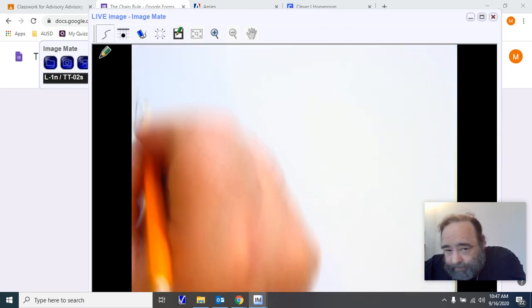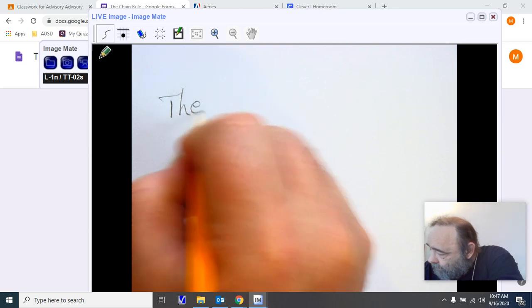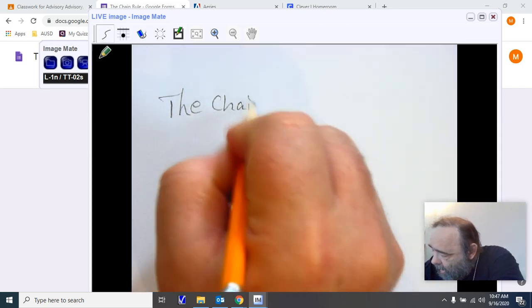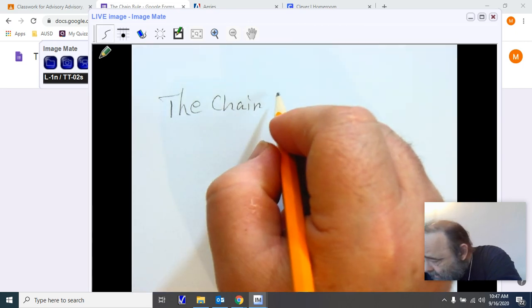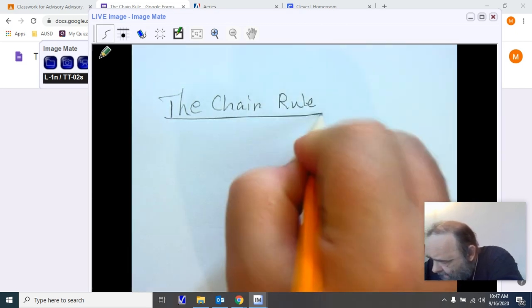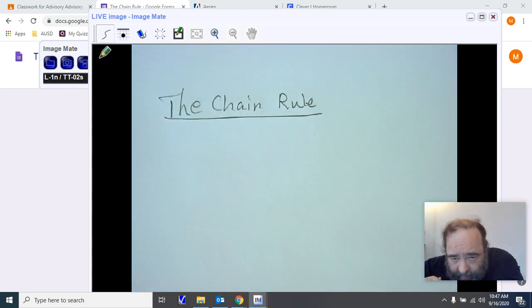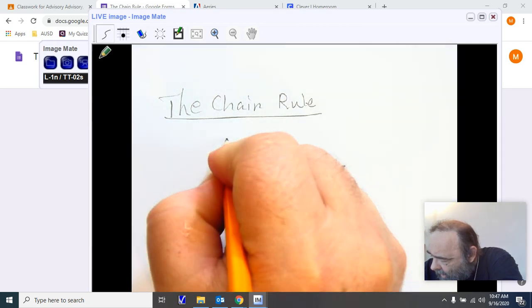The chain rule, there we go, is our most important rule. Now, I've referenced it a couple of times, but here we need to look at it in greater detail. Can't just reference it. Now, the whole idea is a composite.